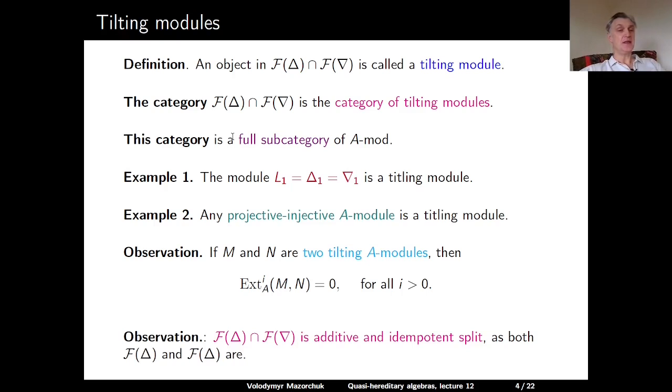Also, the intersection of F delta and F nabla is an additive category, and it is idempotent split, because both F delta and F nabla are additive idempotent split categories.